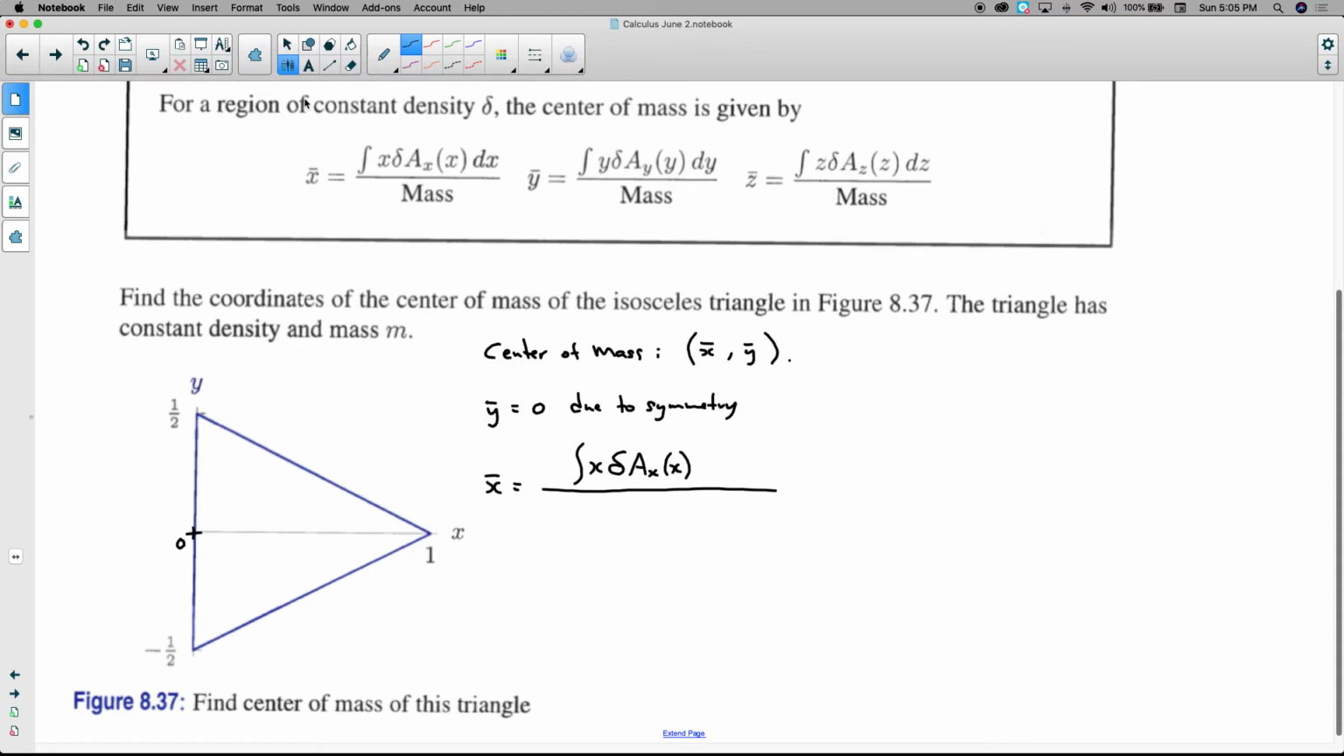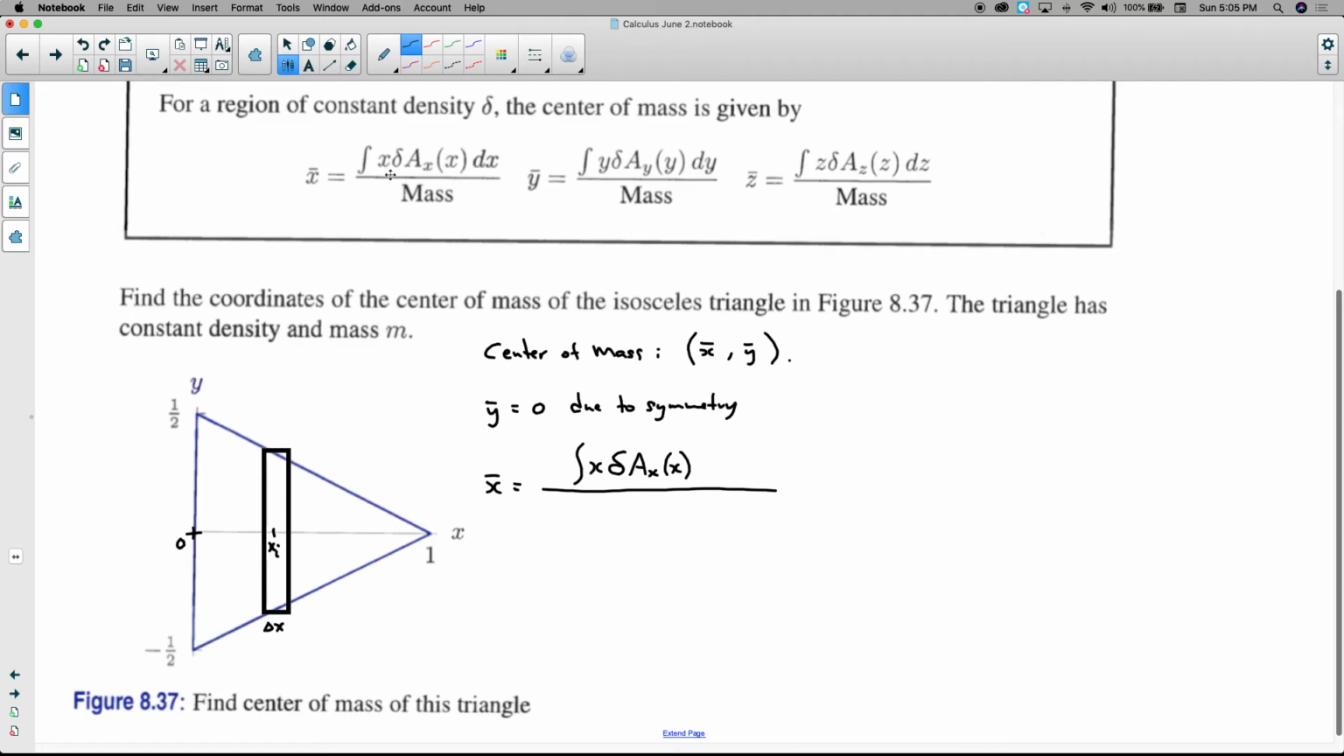We should probably draw that. All right, so some arbitrary x place, and I draw a strip there and start marking things up. Okay, so we can talk about this as being x sub i, and we can talk about that as being delta x.